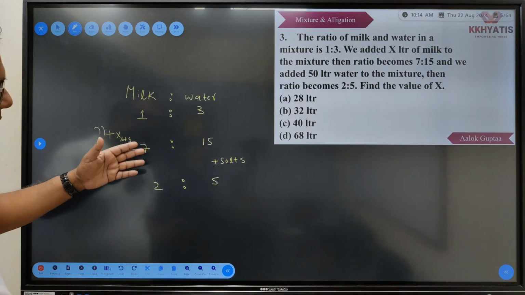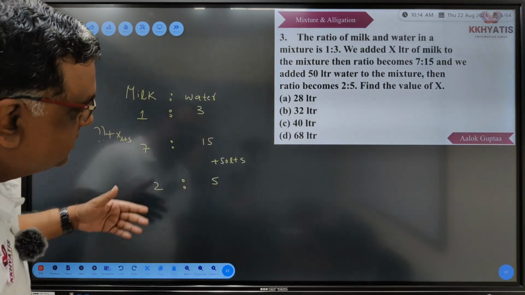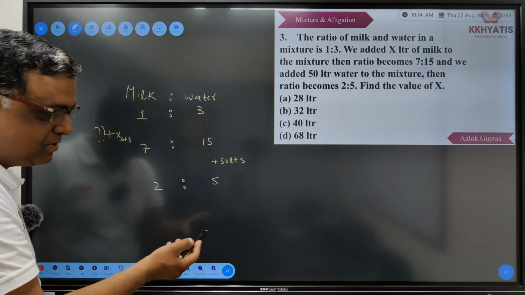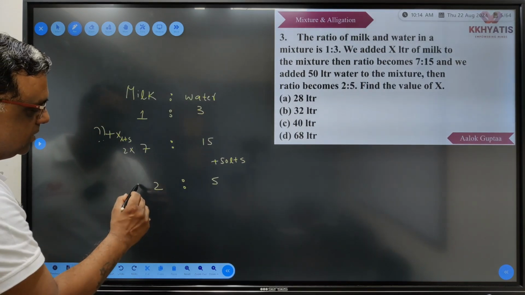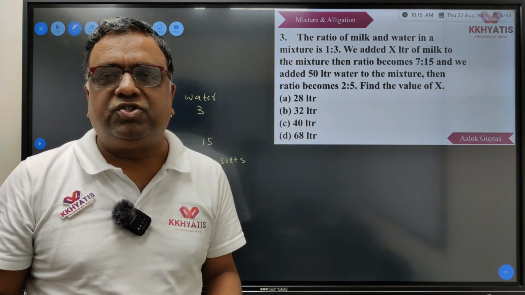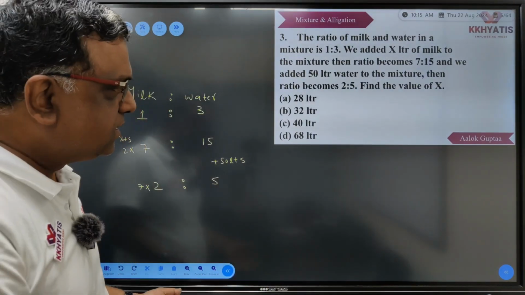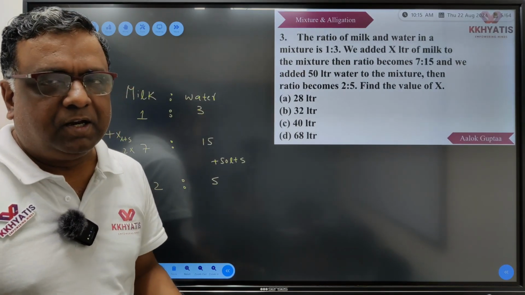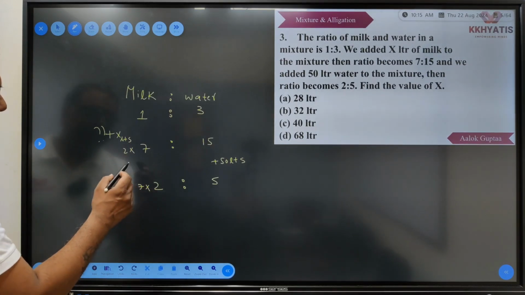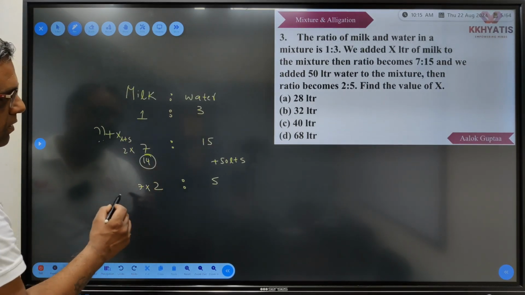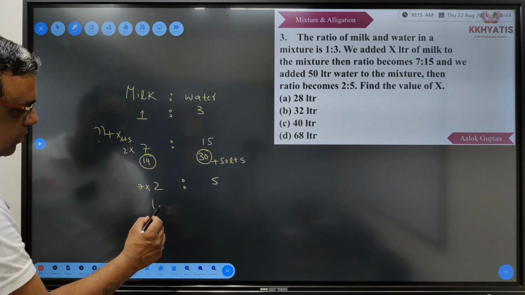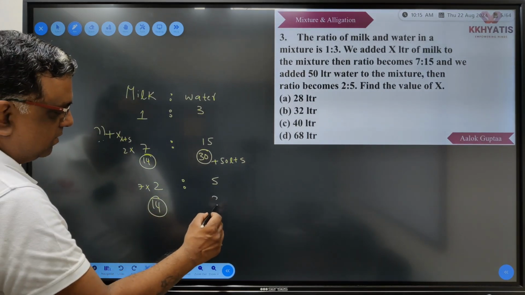So boss, look here, this was 7:15, here it is 2:5, which means the milk has to be the same, but milk is not the same. Here it is 7, here it is 2, so I'll make them the same. So I'll multiply this by 2 and I'll multiply this ratio by 7, because multiplying any ratio by any quantity is not going to change the ratio. The only thing is the ratio will not be in its simplest form, it will be in some other form. So this will become 14, and when I multiply this, it became 30, and this became 14, and this became 35.